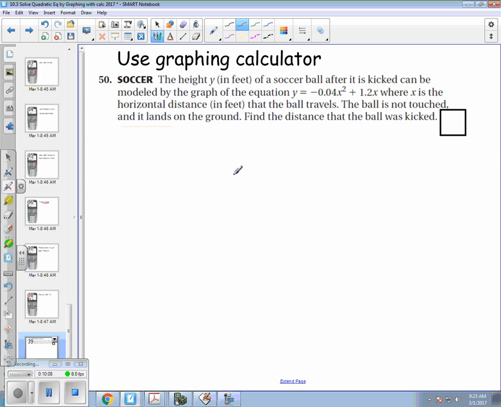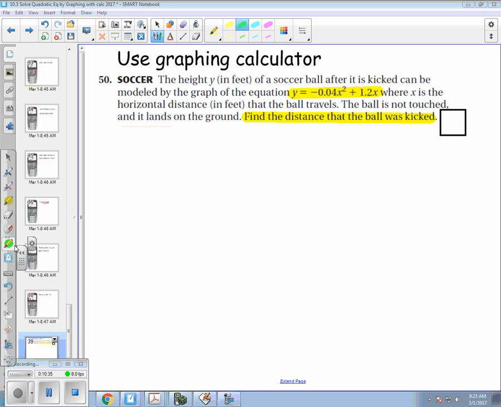We're going to use the graphing calculator in order to solve this particular equation. You see that the height of a soccer ball after it's kicked can be modeled by the graph of y equals negative 0.04x squared plus 1.2x, where x is the horizontal distance in feet that the ball travels. The ball's not touched. It lands on the ground. We want to find the distance the ball was kicked.